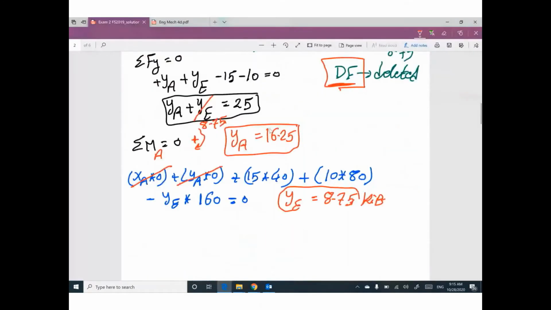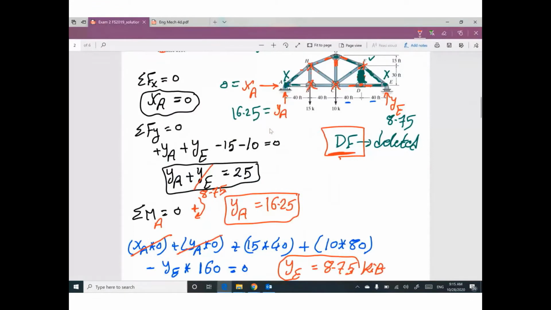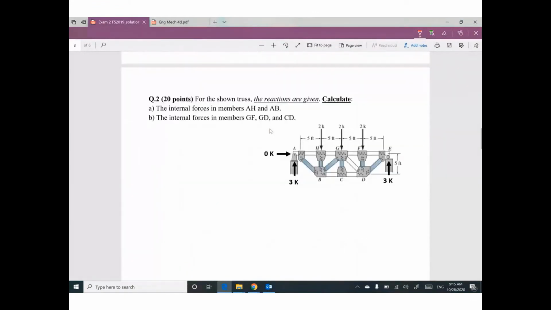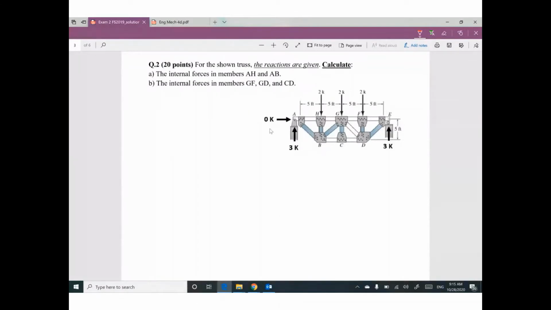This is the first problem in the exam from last year. Second problem. We have a truss and reactions are given. You don't need to search or calculate reactions. Reactions are given, and you have to trust me. These reactions are correct. Don't worry. So I will not pay any attention to the reactions.